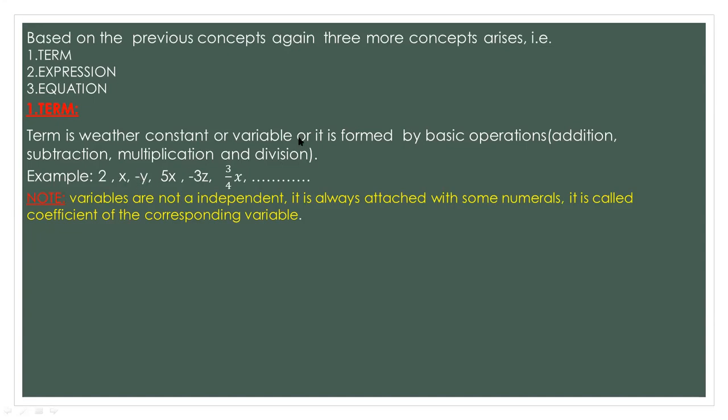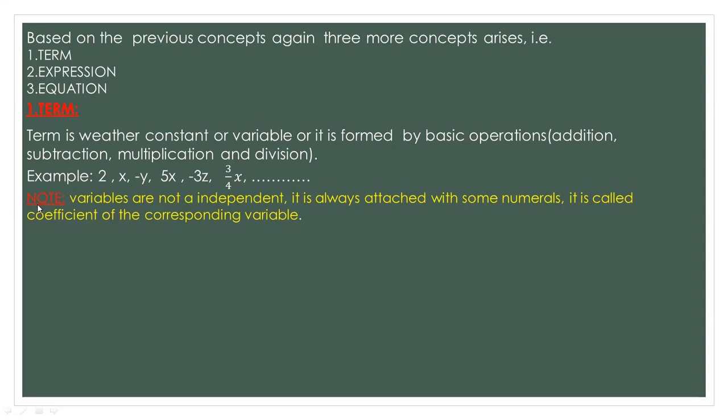See here, I told you a variable is formed by basic operations. Minus indicates subtraction, right? So that is y minus y. Next, 5 into x, this is multiplication, that is 5x, comma, minus 3z. Again, 4 by 3 is a fraction. Fractions mean division, right? 4 by 3 x, and so on. Like these examples we want to give for the term.